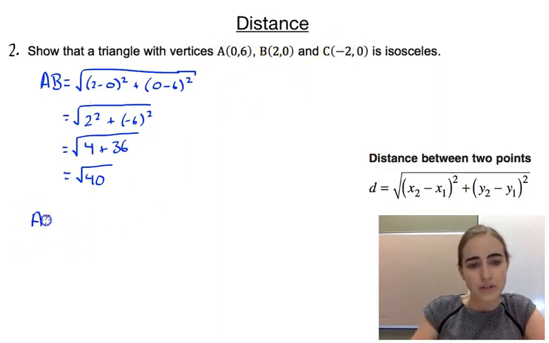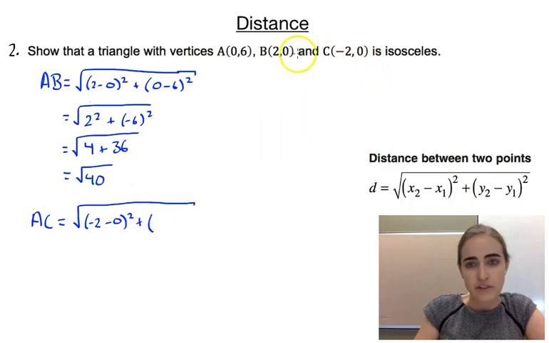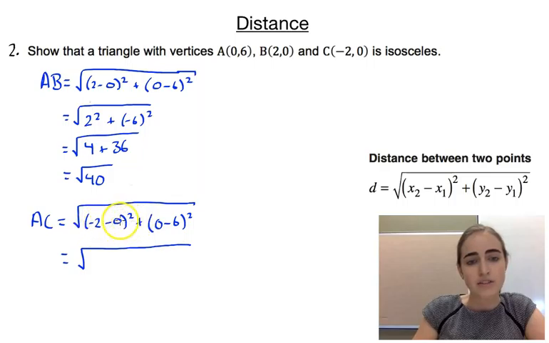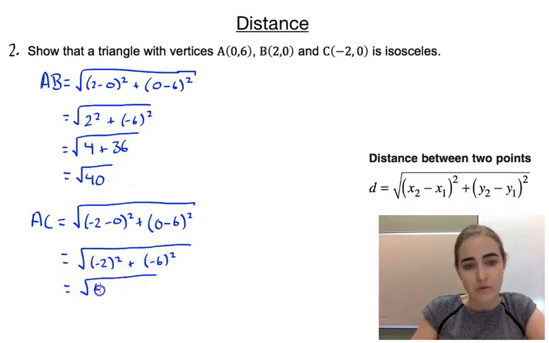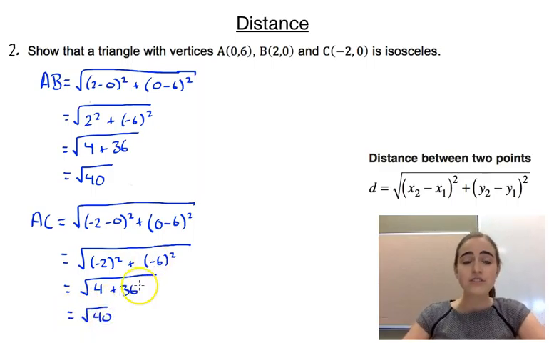And it doesn't really matter what order you do these in either, as long as you calculate all of the distances. So AC, let's go minus 2 minus 0 squared plus 0 minus 6 squared, which would give us the square root of minus 2 minus 0 would just be minus 2 squared plus minus 6 squared, which would give us the square root of 4 plus 36, which is the square root of 40. So this is looking really good so far because AB was the square root of 40 and AC is the square root of 40.